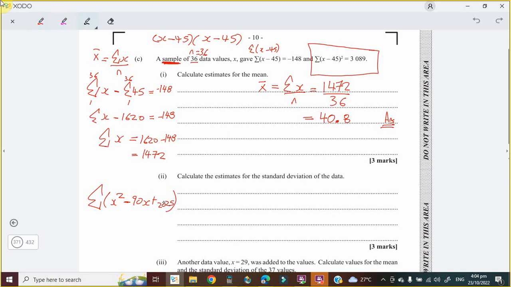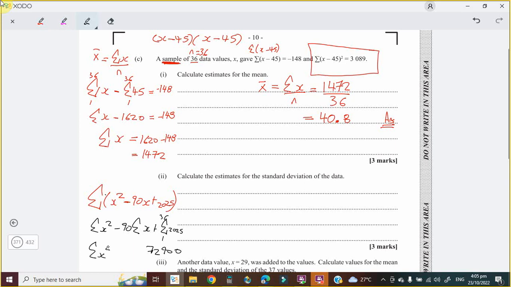Now in that case, gentlemen, we can break it out, and this is now the sum of x squared minus 90 times the sum of x, and this is plus the sum of 2025. But remember, we're going from 1 to 36. If we're adding 2025, 36 times, what we get? $72,900. Very good.